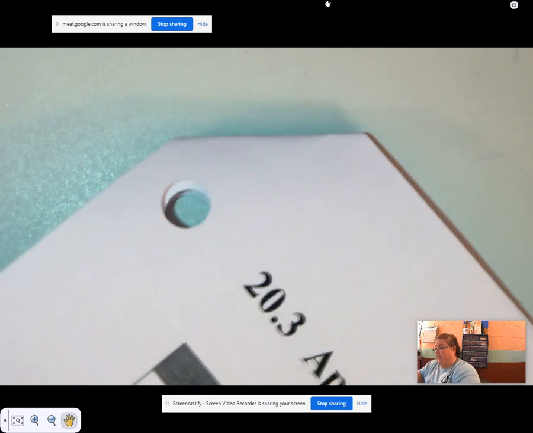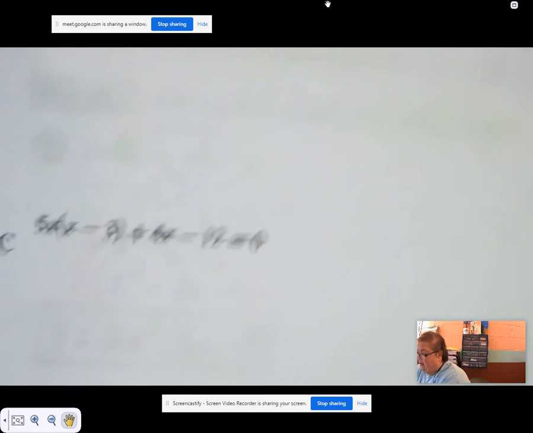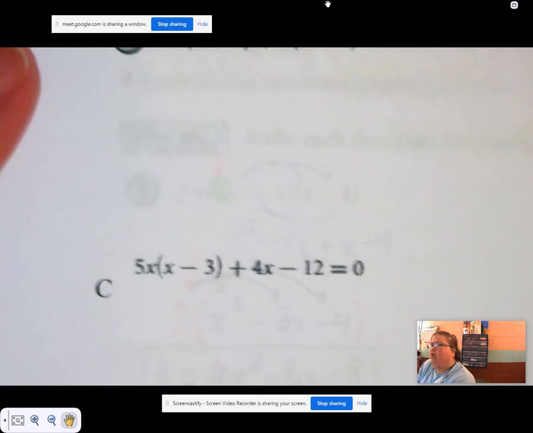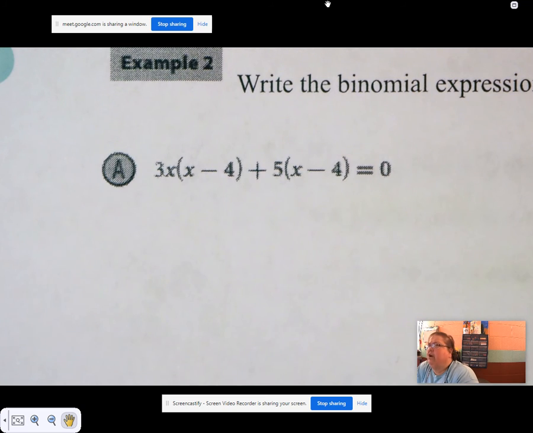All right, turn page. This is where it gets a little exciting. Look at example A and tell me what you notice about example A. Tell me. It equals 0 instead of y equals. Yes, it does. What else do you see?